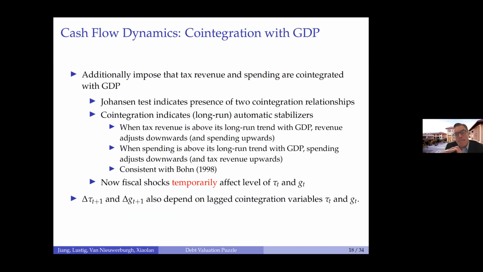So as we said, we're imposing that tax revenue and spending are cointegrated, and I'll point out to you in a second that in doing so, we're actually being conservative. We have two cointegration relations, one between tax revenue and GDP, one between spending and GDP. And so fiscal shocks are only going to temporarily affect the level of tau and g. But in the long run, you're always going to go back to that relation.